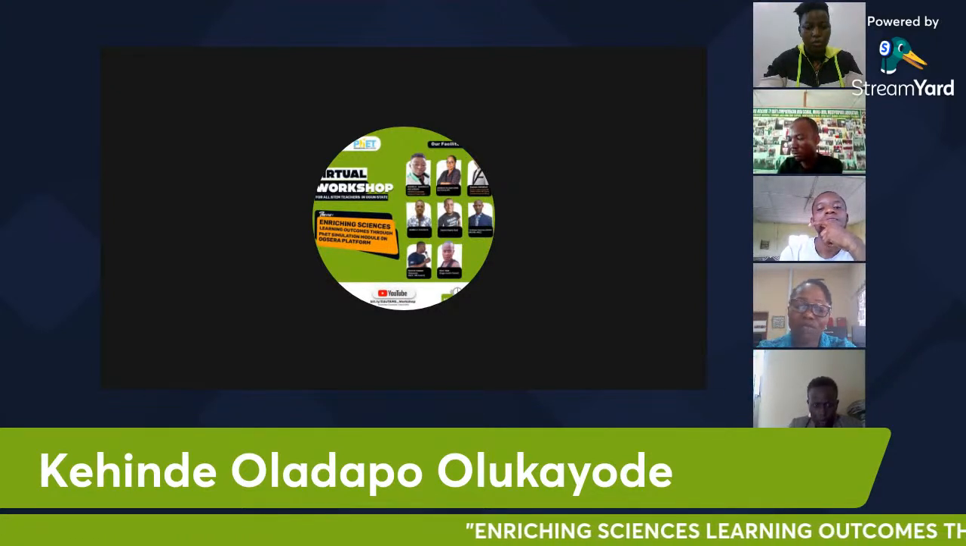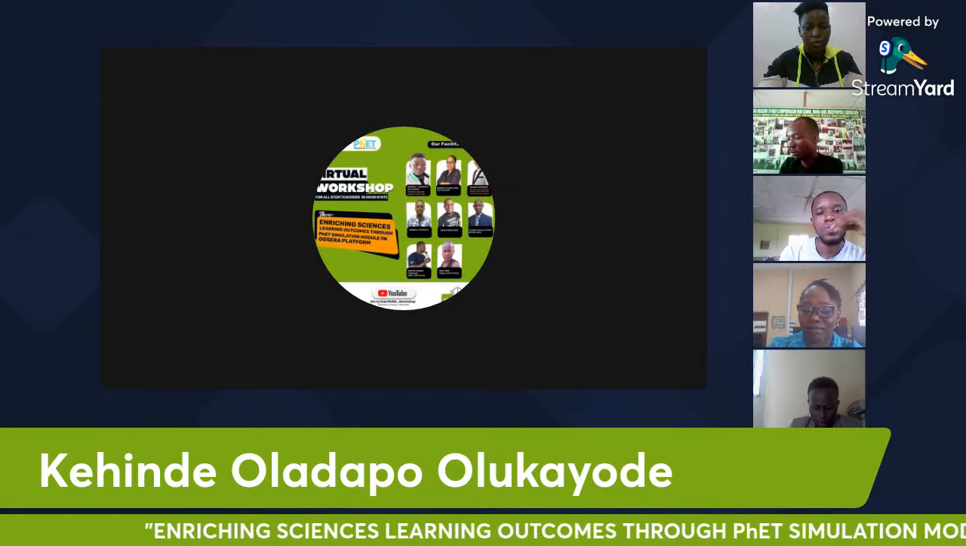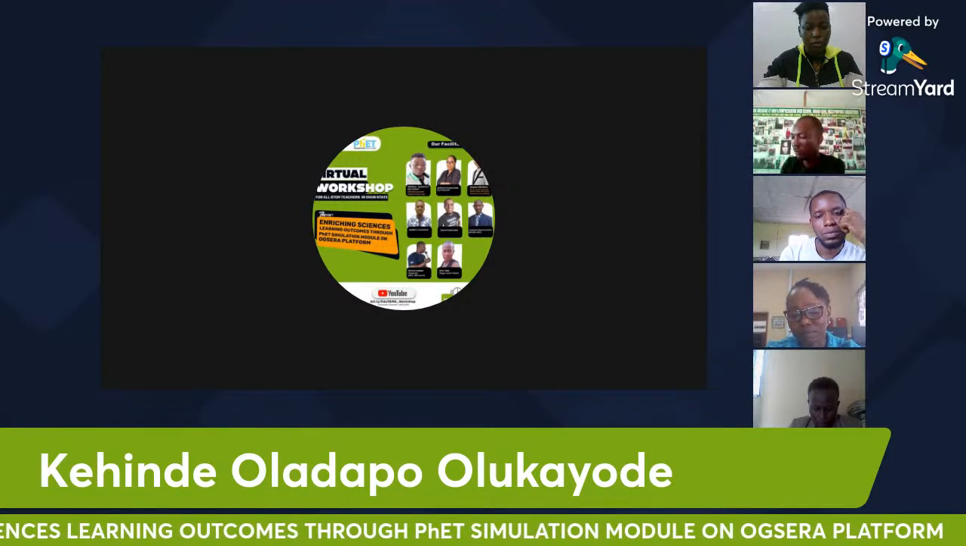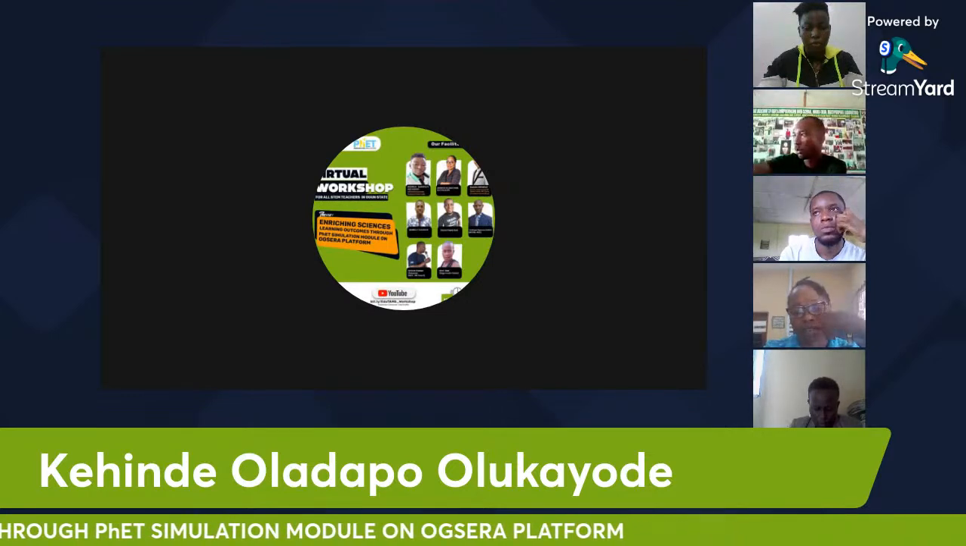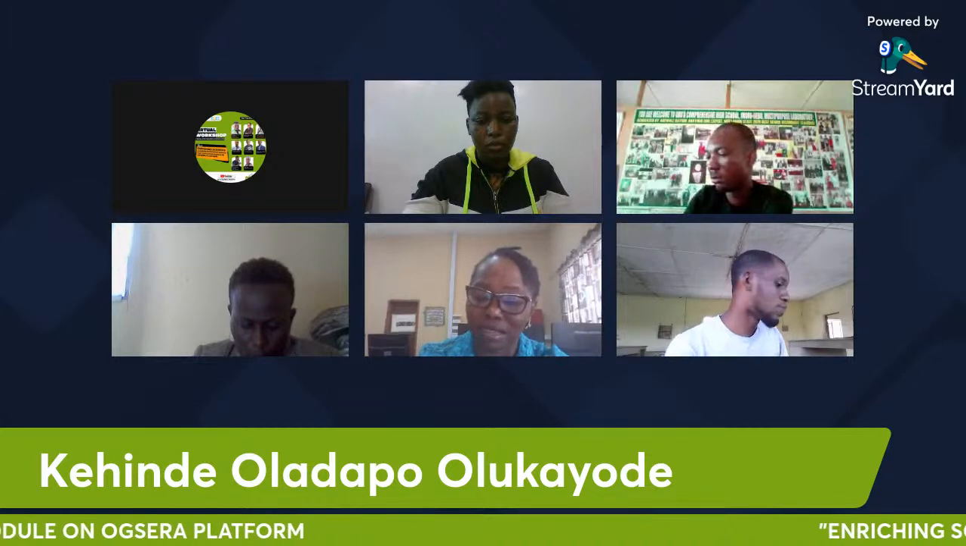Well, it has been discovered that the performance of our students in basically sciences is not what it should be, most especially in mathematics. Why is this so? Because the subject mathematics is being taught in abstracts. So this makes students believe mathematics is very difficult to understand.